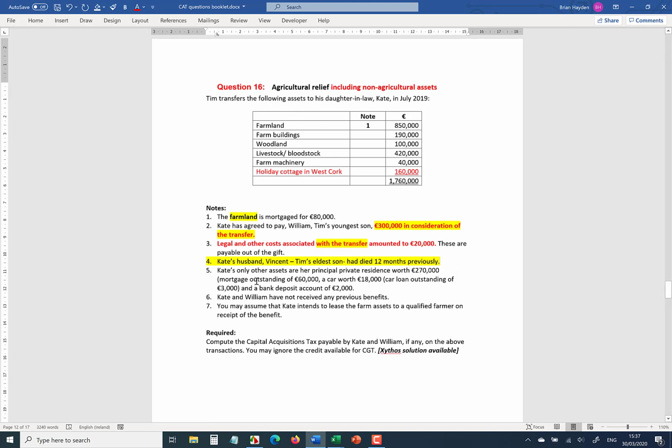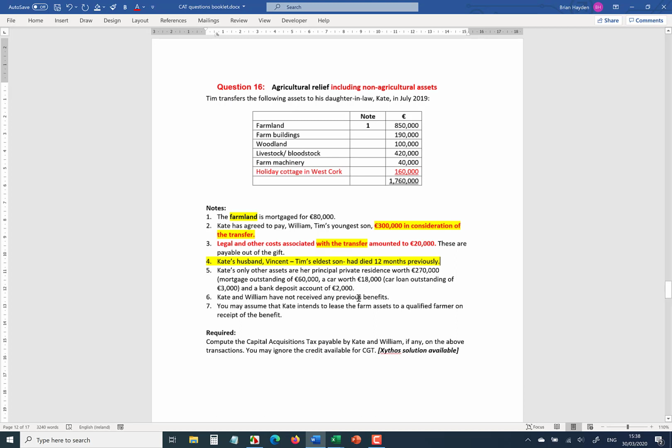Kate's other assets are her principal private residence worth 270,000, mortgage outstanding of 60, car worth 18, car loan outstanding of 3, and a bank deposit account of 2,000. So this is going to be used for the assets test. You should recall that with agricultural relief you need to meet both an assets test and a working time test. So in the early part of our solution we will do the assets test.